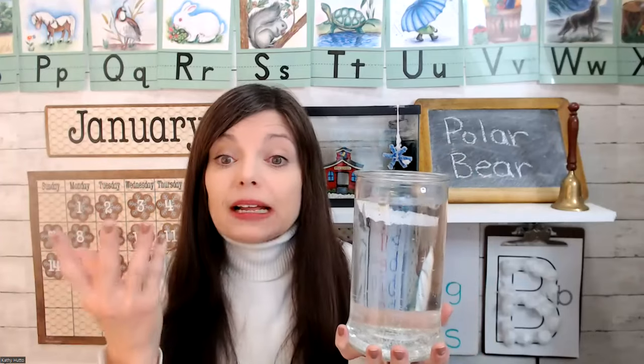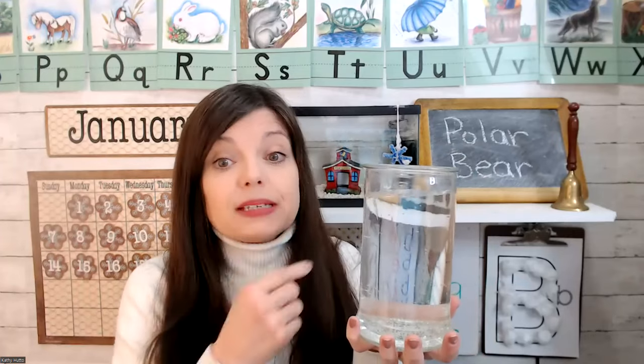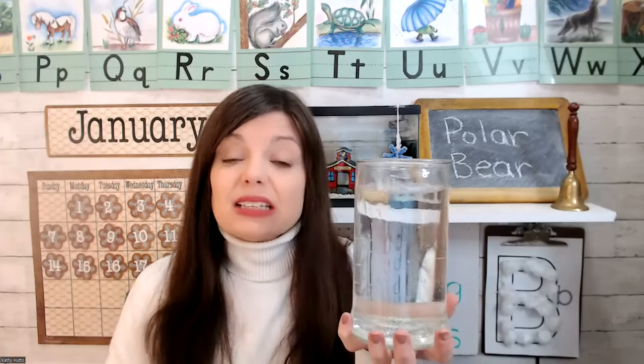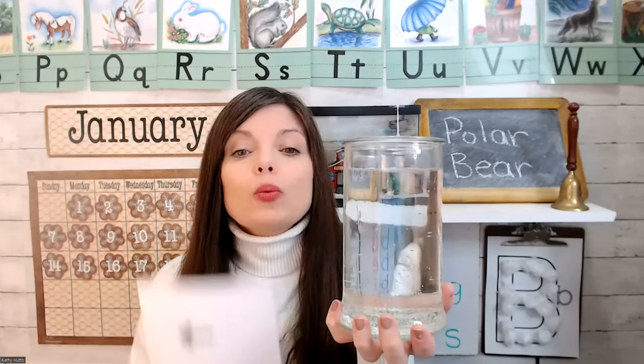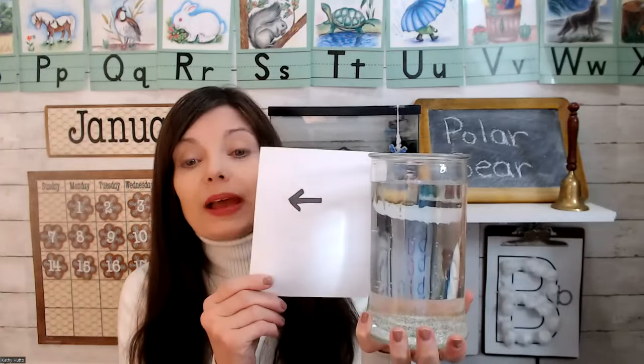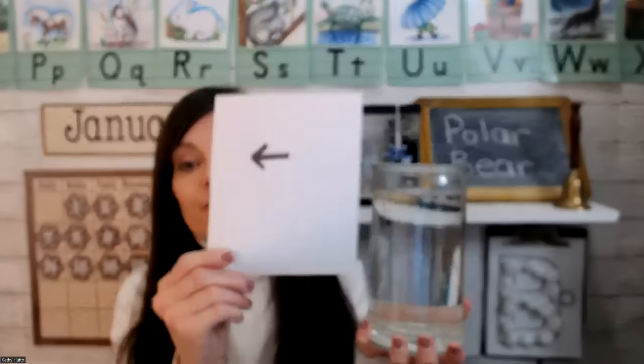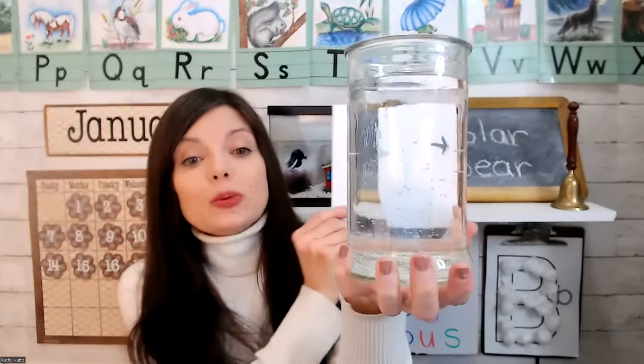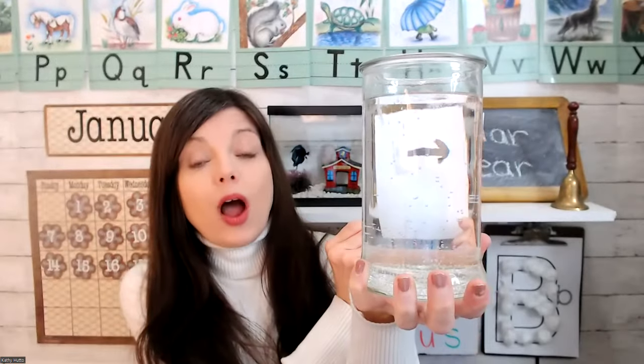Now, what happens is the clear hairs of the polar bear, or this clear glass of water, can bend the light and make our eyes see things a little differently. So take a look at this arrow. Which way is it pointing? It's pointing this way, but watch what happens when I put it behind the glass of water.